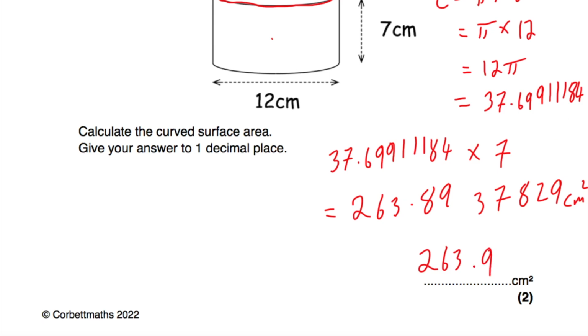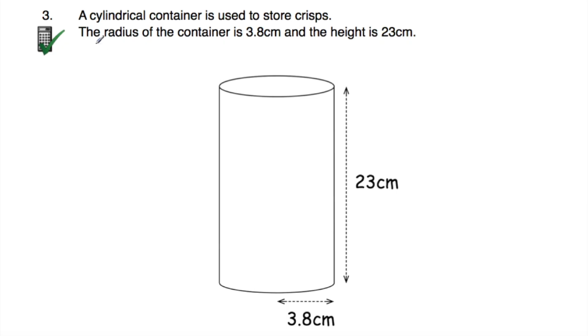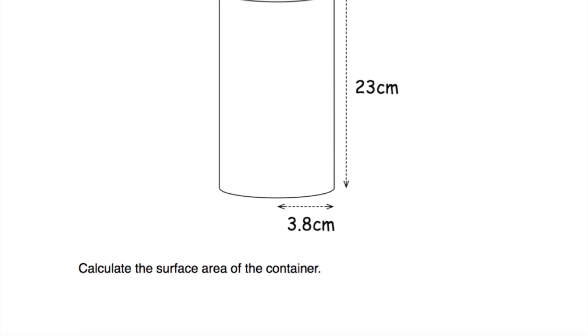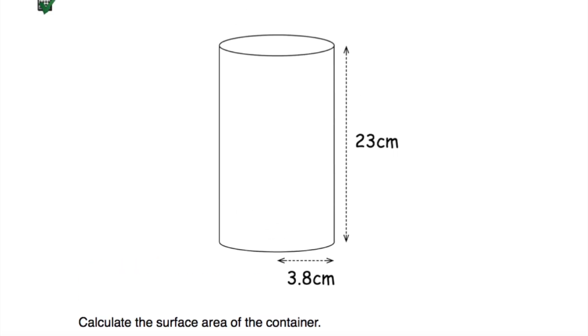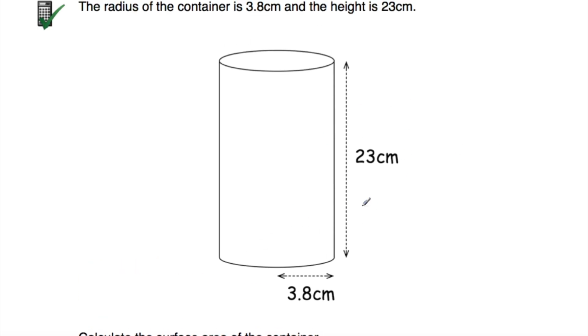Okay, let's look at our next question, question number 3. So question number 3, it's a bit of a tongue twister in terms of saying it. I've struggled saying this sentence quite a few times here. A cylindrical container is used to store crisps, and the radius of the container is 3.8 centimeters, and the height of the container is 23 centimeters. And the question says, calculate the surface area of the container. So we want to find the surface area of this container.